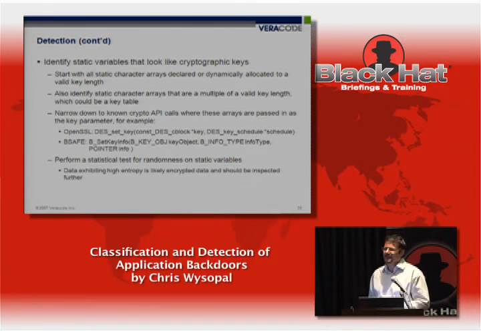I found one of these in a McAfee antivirus management product about 4 or 5 years ago. They were doing this.